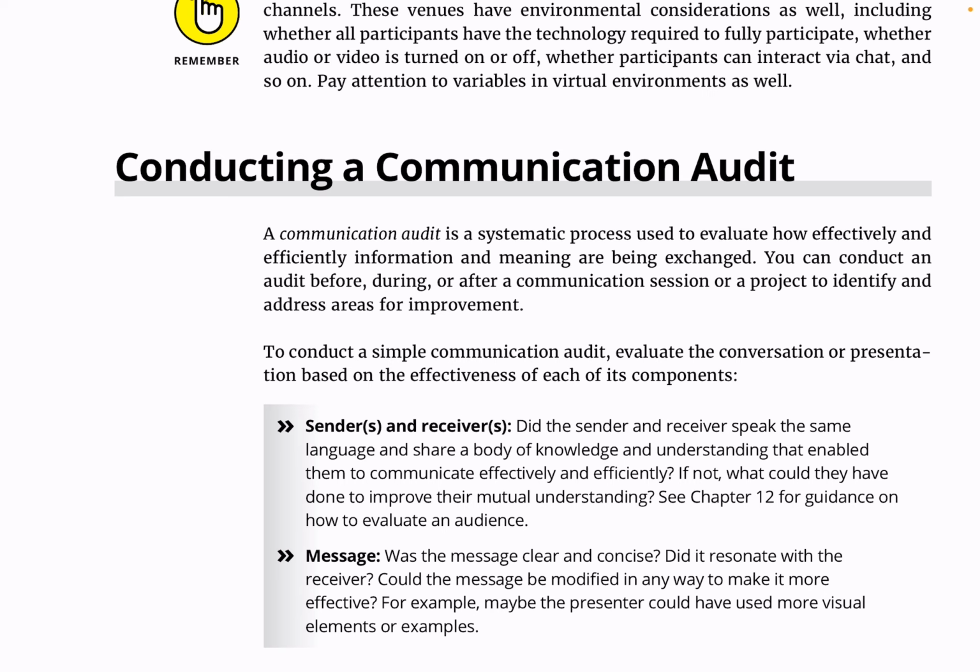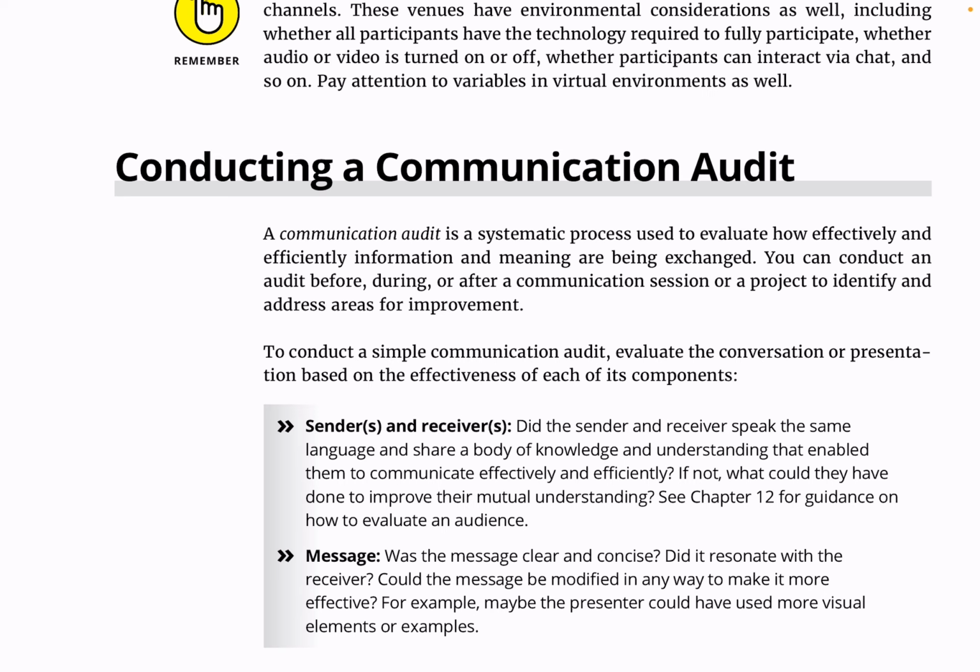To conduct a simple communication audit, evaluate the conversation or presentation based on the effectiveness of each of its components. Start with senders and receivers. Did the sender and receiver speak the same language and share a body of knowledge and understanding that enable them to communicate effectively and efficiently? If not, what could they have done to improve the mutual understanding? See Chapter 12 for guidance on how to evaluate an audience.